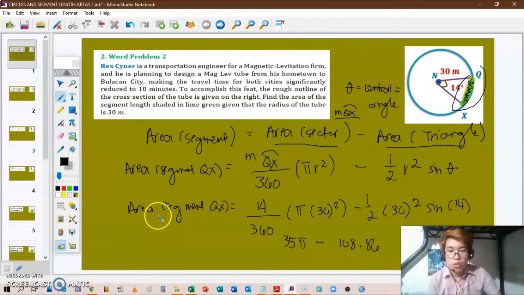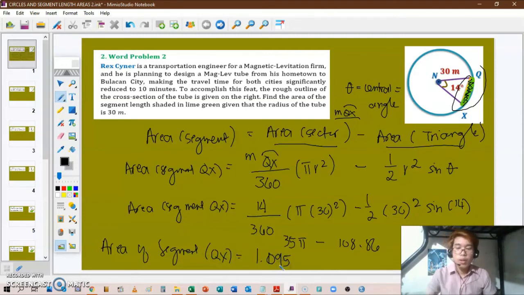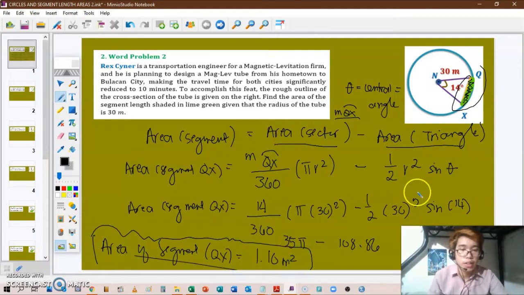So the area of segment QX is going to be equal to 1.095, or if you round off that number, 1.10 square meters. So this is the area of our segment right here, 1.10 square meters.